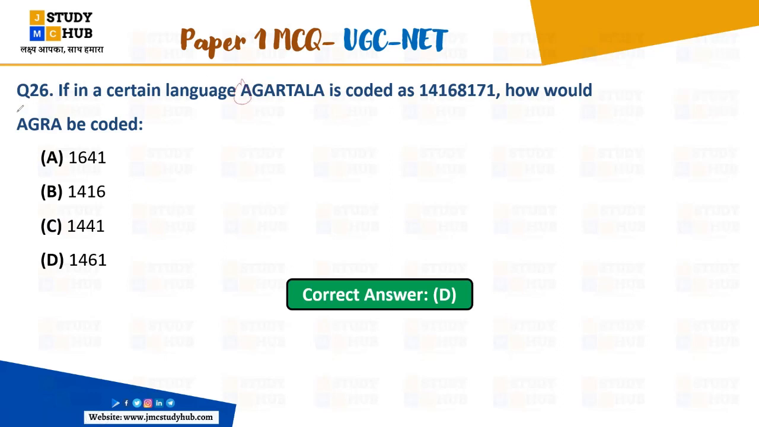That is A for 1, and here that is 4, that is G. It is 4, right? And that is R, that is 6. So in this way you can answer, and that would be the answer. It is D. Okay. Chaliye.